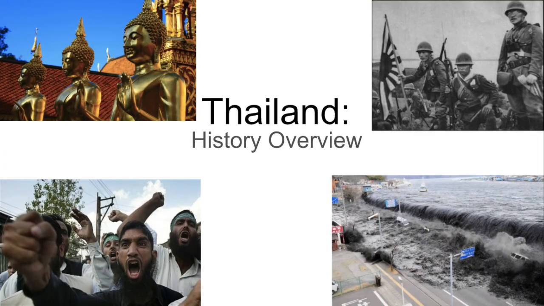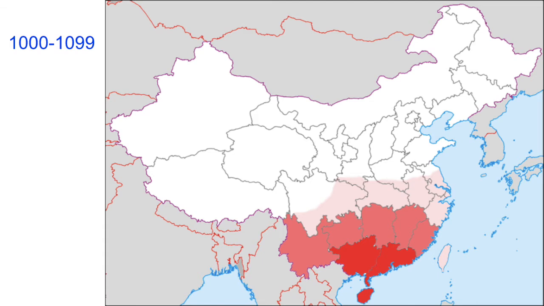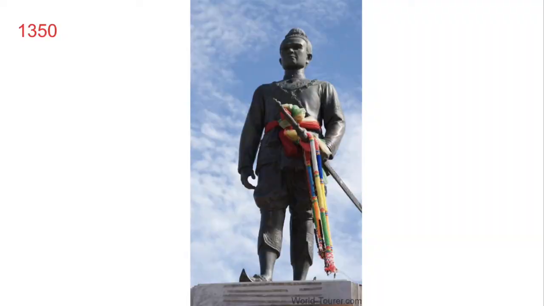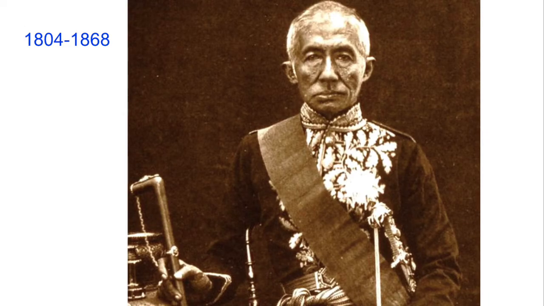In this video, we are going to be giving you an overview in timeline format of Thai history. 1000 to 1099, people start to move to a region that would become modern-day Thailand from the southern part of China. 1350, the Thai kingdom is united by King Ramathabodi. 1804 to 1868, Thailand is controlled by King Mongkut, or Rama IV. The king likes Western inventions and tries to incorporate these inventions into Thailand.